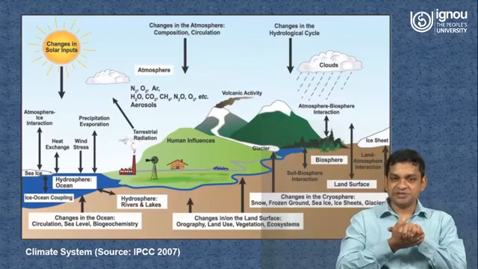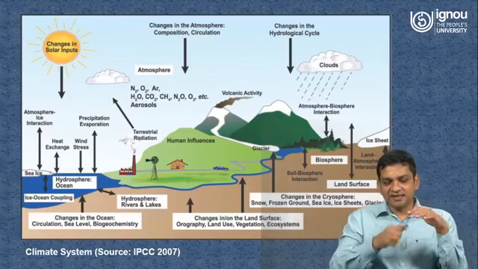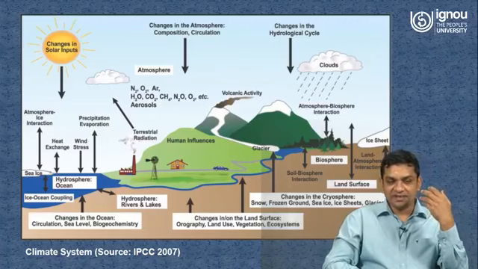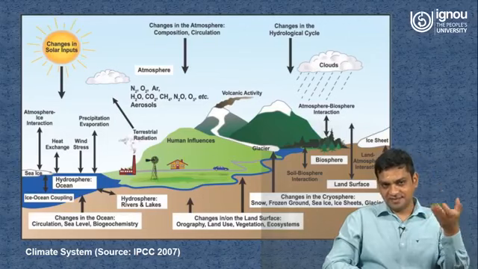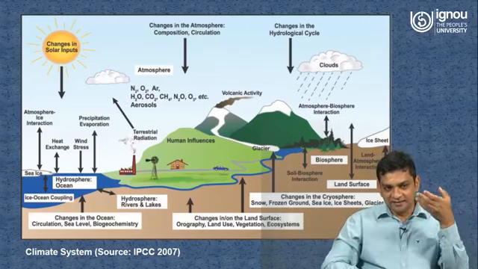Next one is the vegetation. When you talk about the vegetation or the soil, it reflects the texture, it reflects the roughness of the land surface, and the topography, and this topography also will influence the circulation pattern, the atmospheric circulation.